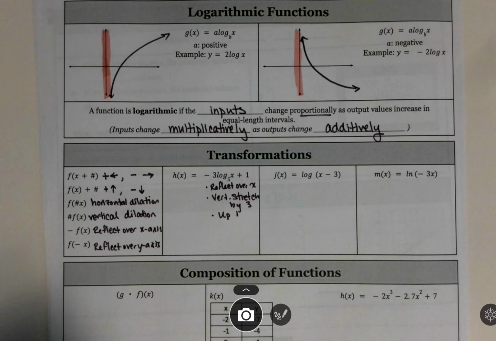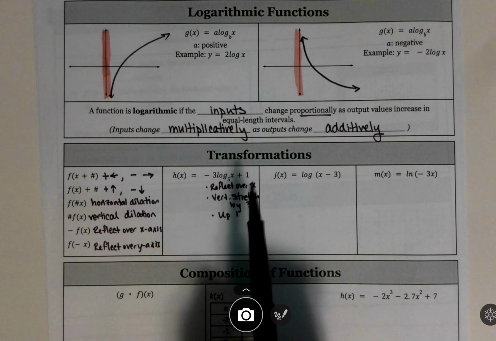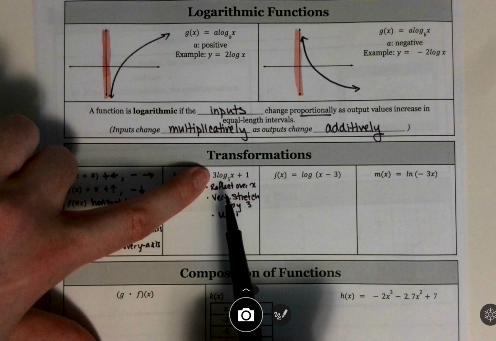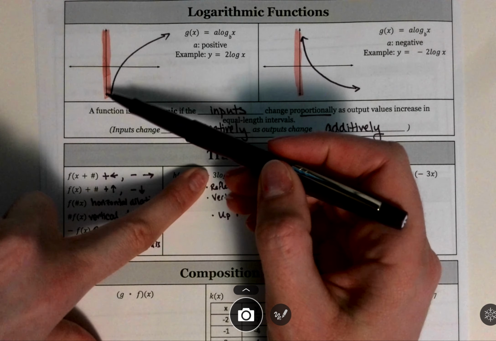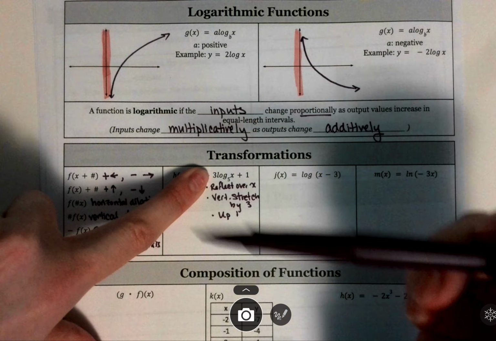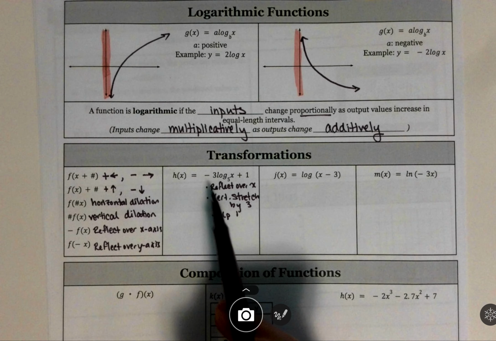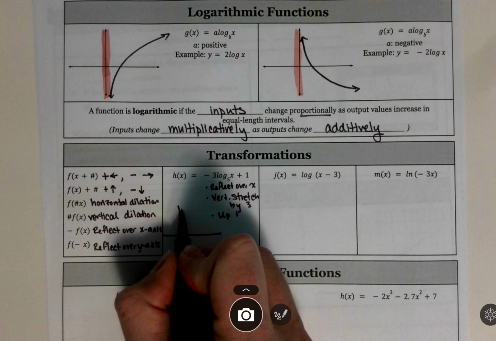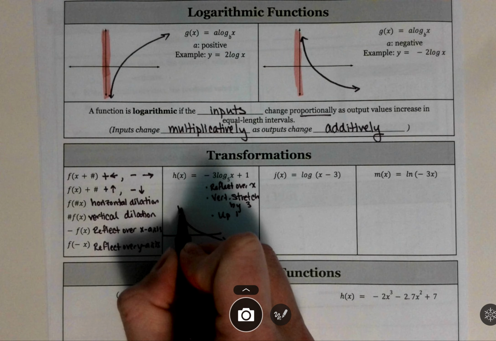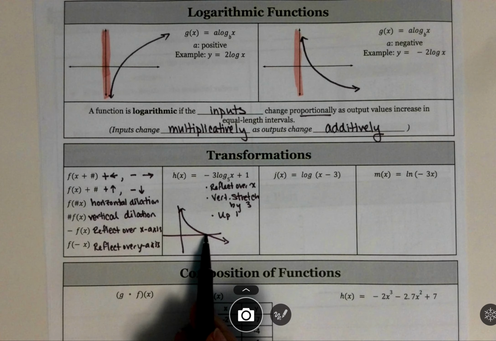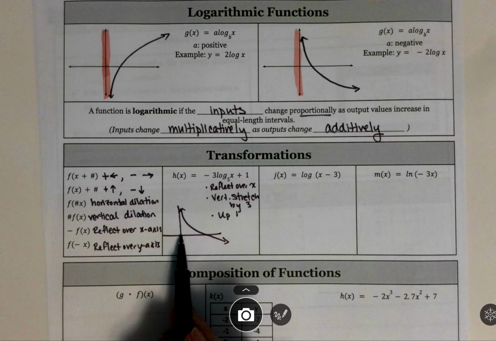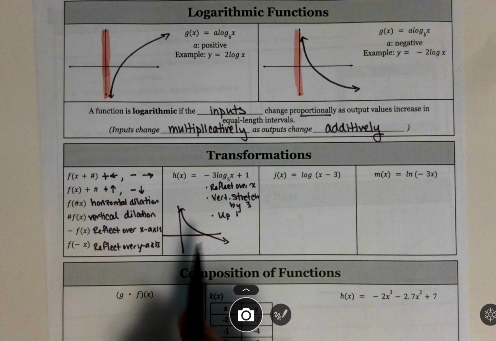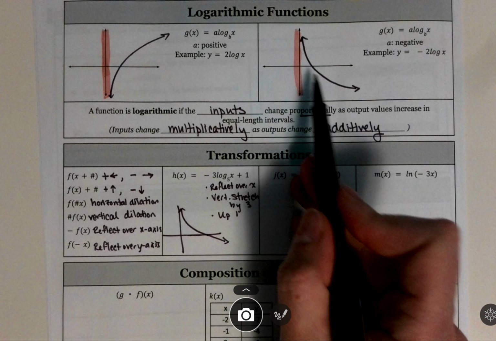So for this logarithm, if it started off without the negative, that 3 would be causing a graph that looks like this, and then it's getting shifted up 1. But since I have that reflection, my graph will end up looking something like this. And it crosses my x-axis at a higher number because I shifted it up 1 compared to this one.